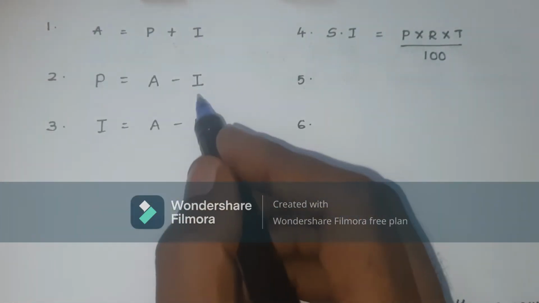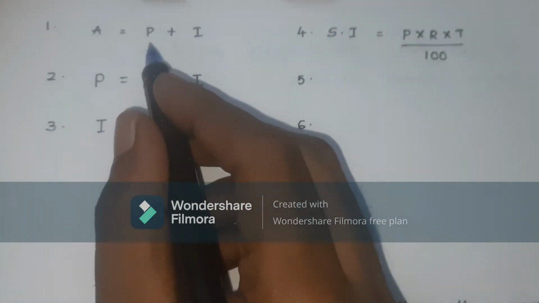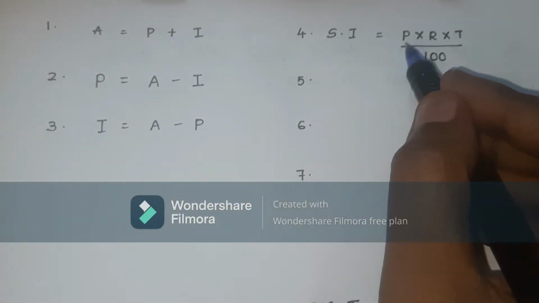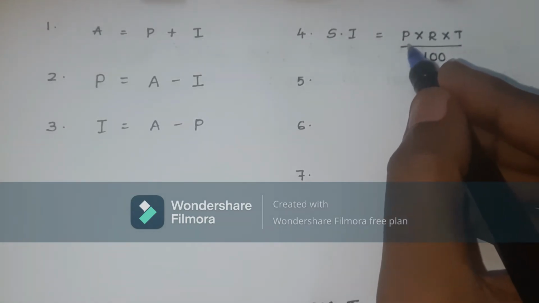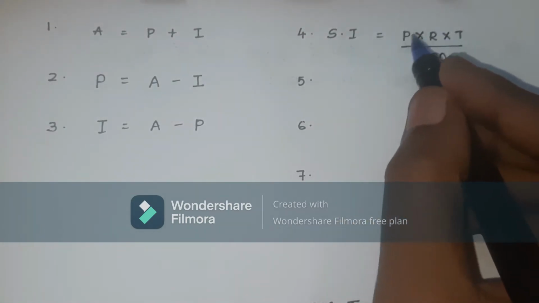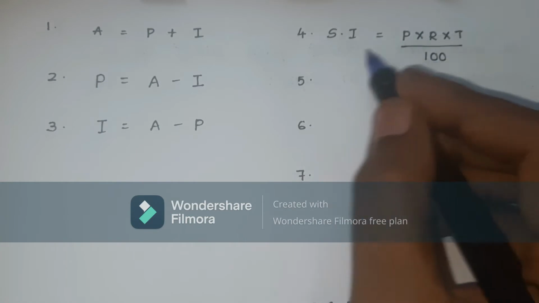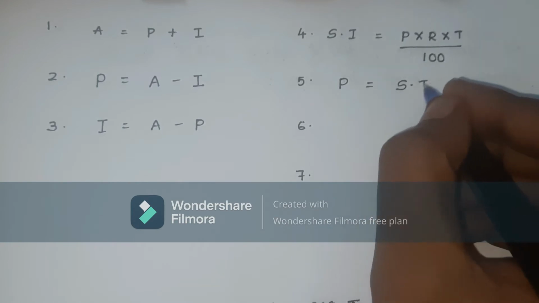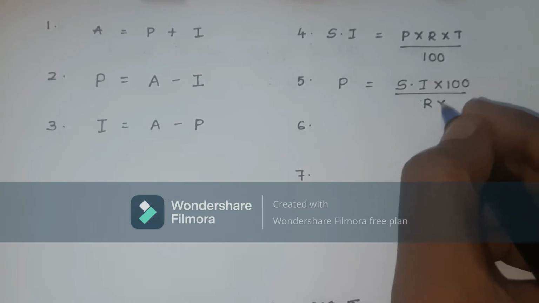You can learn by heart all the three formulas, or you can remember this one formula and you can derive these two formulas with the help of this mother formula. Same thing is applicable for this one also. We say simple interest is equal to principal into rate into time upon 100, right? So if I want to find out principal with the help of this formula, I need to make principal the subject. That means this 100 goes here and becomes a multiplier. This rate and time will be the divisor. So we will say principal is equal to simple interest into 100 upon rate into time.